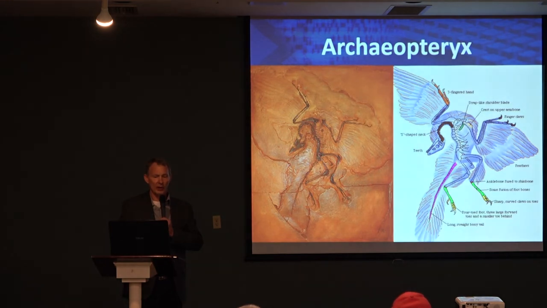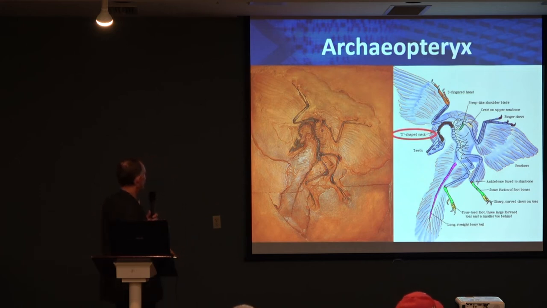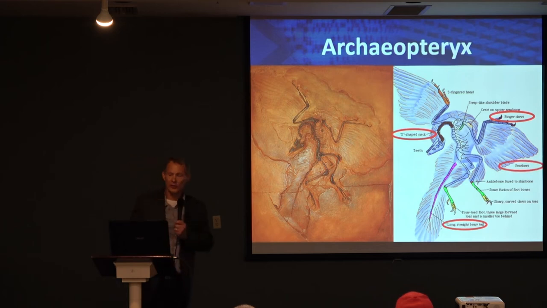Finally, we're going to look at this supposed transitionary fossil called Archaeopteryx. It's supposed to be the transition from dinosaurs to birds. And they say that because you have this S-shaped neck, the finger claws there that are on the bones at the end of the wings. You've got this long, straight, bony tail. And finally, you have these feathers that supposedly are looking like scales.